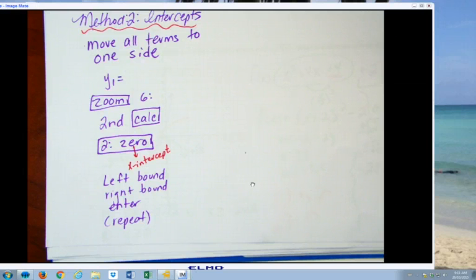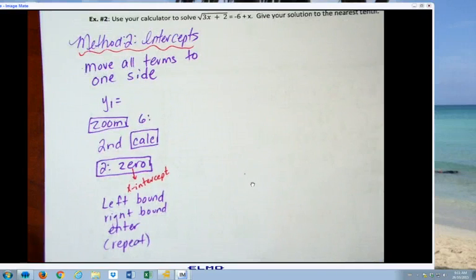I prefer method 1 because this one's a little bit more work, but some people don't like having 2 lines on the graph at one time. So just an option for you. If you like method 1 better, you can always use method 1. It's your choice. But let's just practice this one.